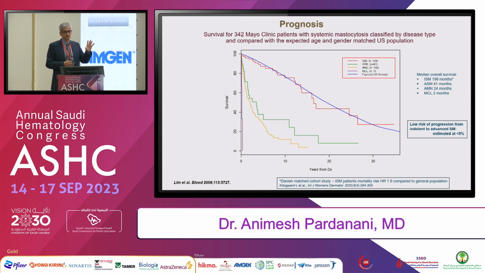The middle 2 curves are patients with associated hematologic neoplasm or aggressive mastocytosis. Their median survival is about 2 to 4 years. And the 4th category, mast cell leukemia, you can barely see the curve. It's actually hugging the y-axis, and the median survival is only 2 months. So that's how aggressive this disease is.